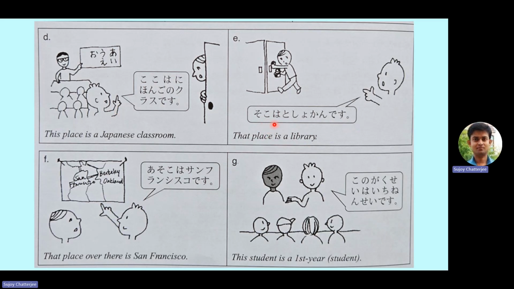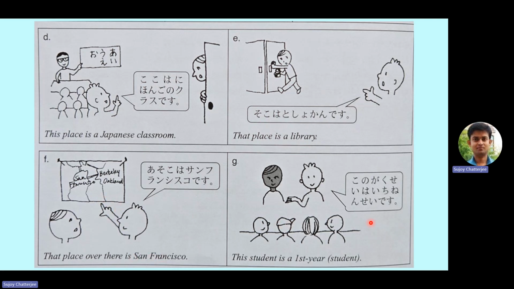So soko wa toshokan desu. Now the speaker is away from the toshokan, but the person whom he is speaking to is near the toshokan or the library. So he can tell him that soko wa toshokan desu. That place is a library. And when the place is away from both the speaker and the listener, then they will say asoko wa San Francisco desu. That place over there is San Francisco. They are showing on the map.